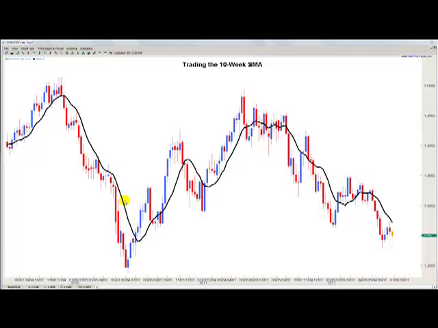Now, it doesn't mean you necessarily have to enter by using this moving average, but you can get your sense of direction as to whether you're better off looking for buy trades or short trades by using it. And so you can see here where you should be biased towards long trades, and then here biased towards short trades.